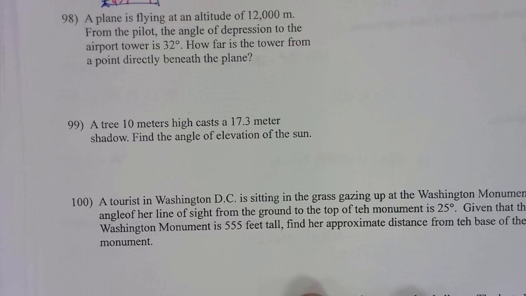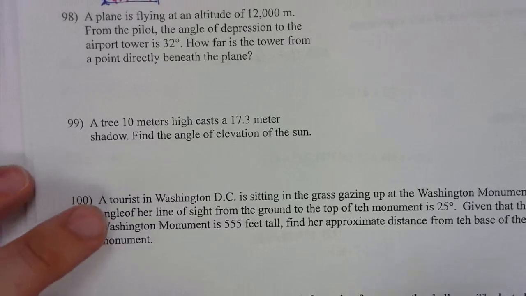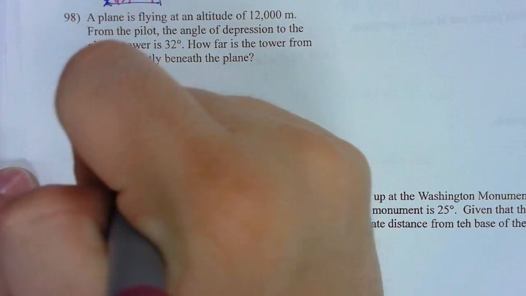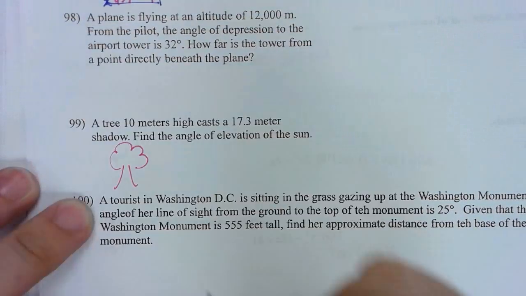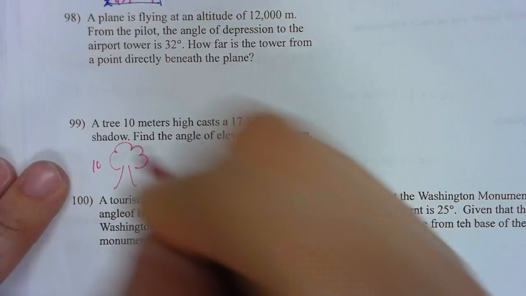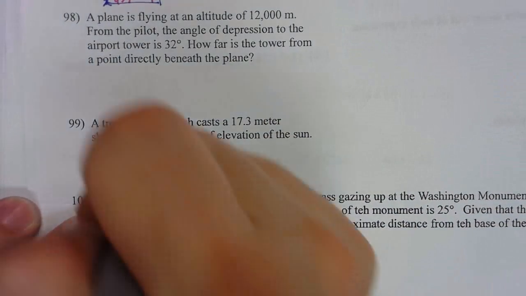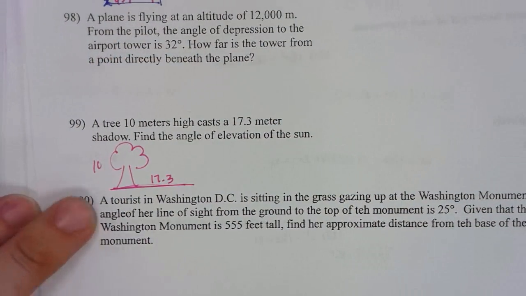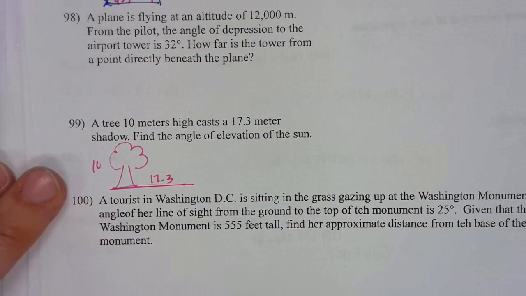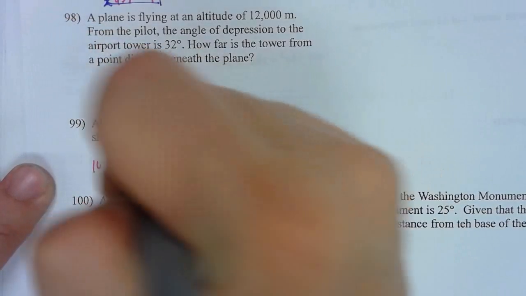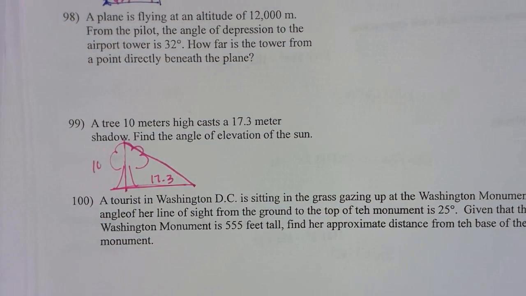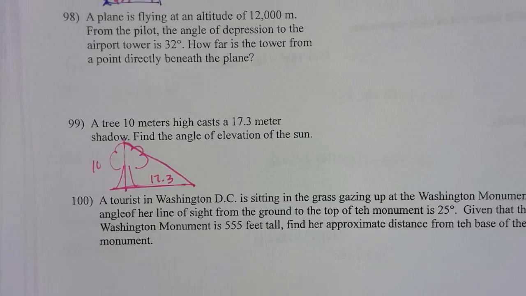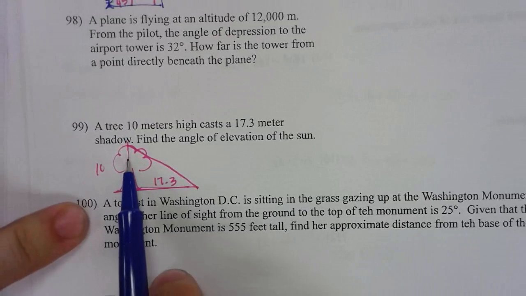All right, one more. Number 99, a tree 10 meters high casts a 17.3 meter shadow. Find the angle of elevation of the sun. So again, the angle makes a right triangle. The angle is always on that bottom corner. It will never be up here.